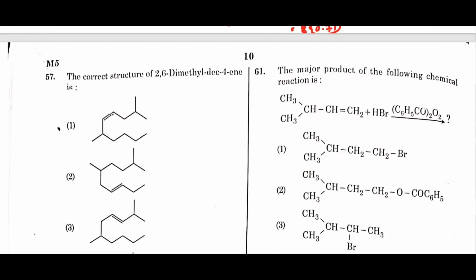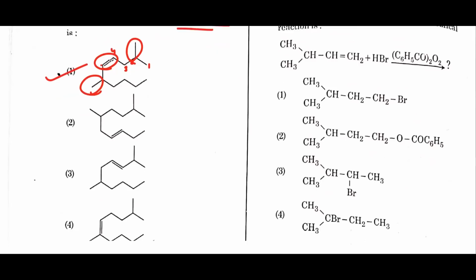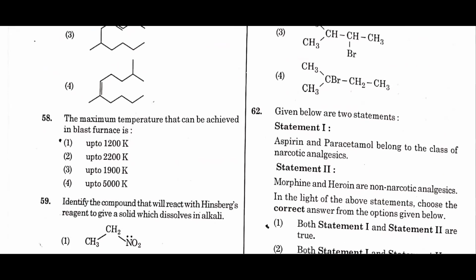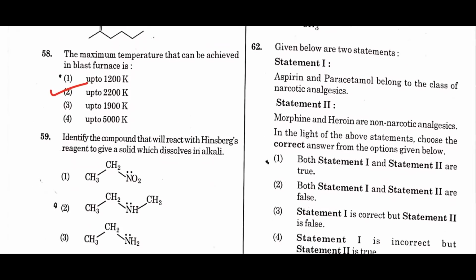The correct structure of 2,6 dimethyl decene: you give just numbering 1, 2, 3, 4. It is having the ene at the fourth position, a methyl at the second position, and a methyl at the sixth position. Total 10 carbons. Option 1 is the correct answer. The maximum temperature that can be achieved in a blast furnace is given directly in the NCERT. Max temperature is 2170 Kelvin around. So up to 2200 Kelvin is the correct answer.